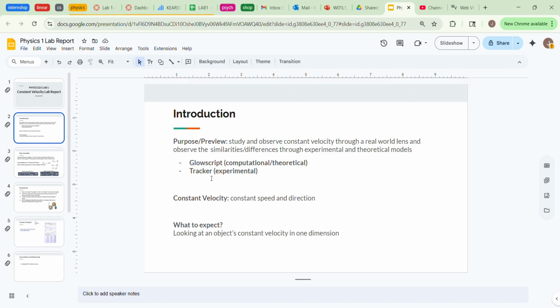Purpose/preview: study and observe constant velocity through a real-world lens and observe the similarities and differences to experimental and theoretical models. In this case, our experimental model will be the Tracker analysis of the marker rolling on the whiteboard, and GlowScript will be computational, that's theoretical, as that is just code, and it is online. Constant velocity is constant speed and direction. What to expect is we're looking at an object's constant velocity in one dimension.